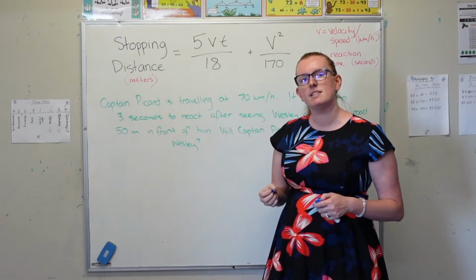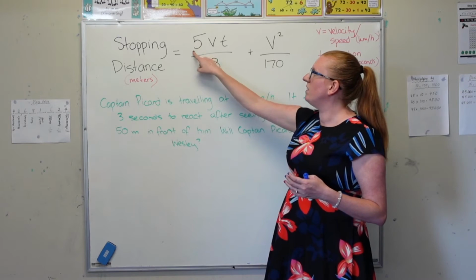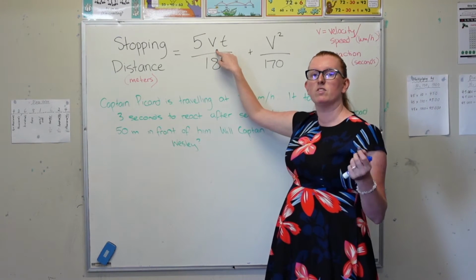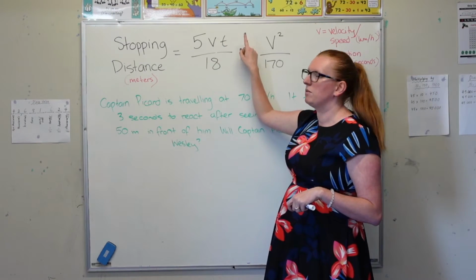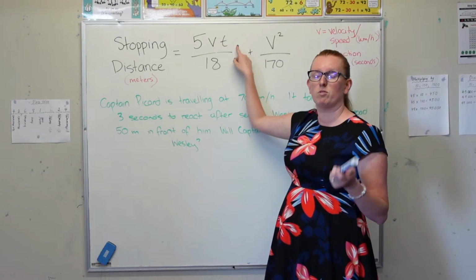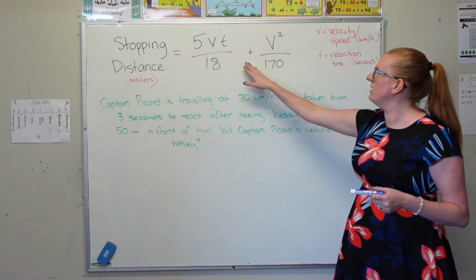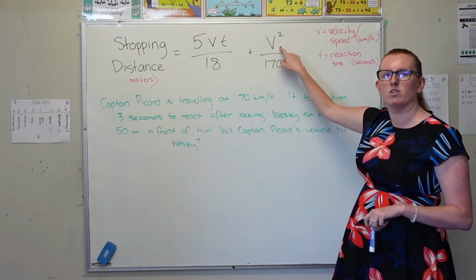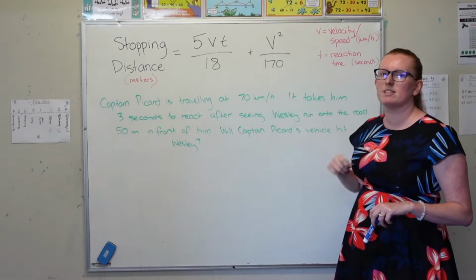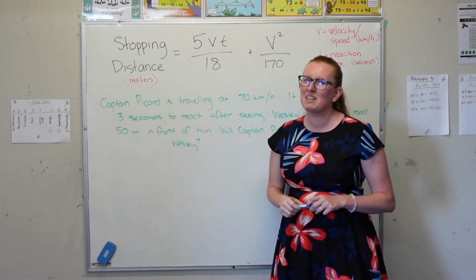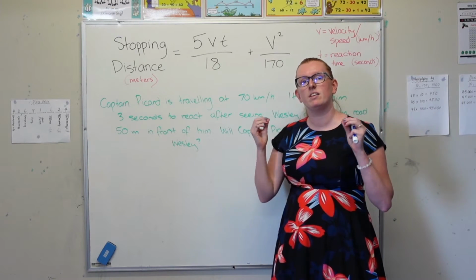The stopping distance is measured in meters, and it's equal to 5 times v, v being the velocity or the speed that you were travelling before braking, multiplied by t, t being your reaction time in seconds, divided by 18, plus v squared, v still being your velocity or your speed, squared, divided by 170. Super weird formula. That's just the way it is. All we're going to be doing though is subbing our numbers in.